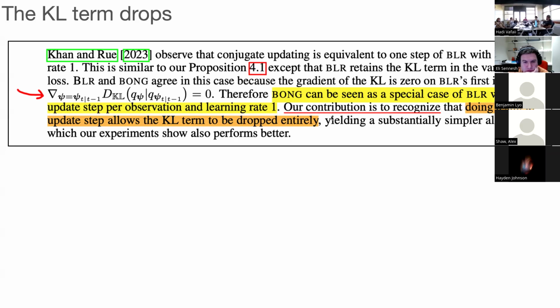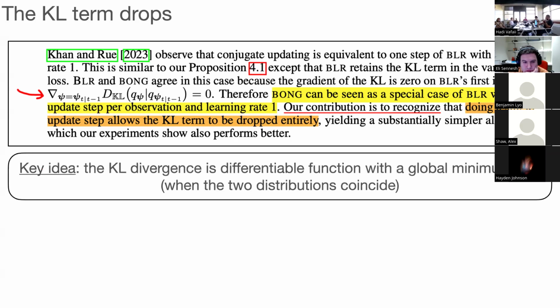Are you going to go through that derivation? Yeah, I'm going to show it. Okay, but I can actually just give you the intuition. The KL divergence is a differentiable function with a global minimum of 0. Because it's differentiable and the global minimum happens at 0, the first derivative also vanishes at 0. That's the whole point. That was the derivation. So we just derived this equation, but I'm going to show you explicitly why that happens, let's say for Gaussians, because that's what BONG does.